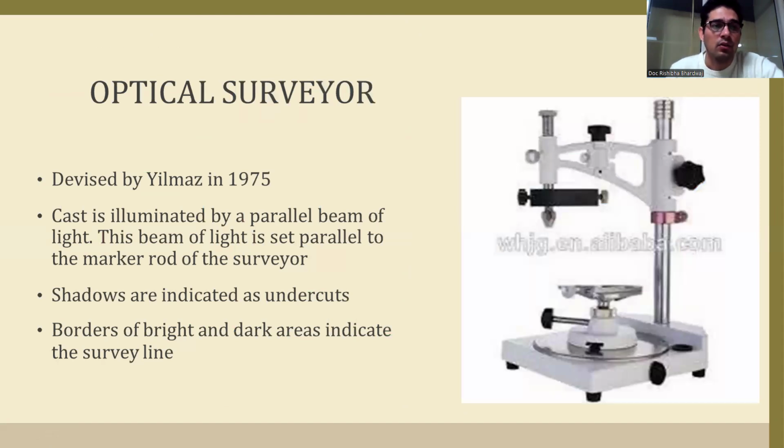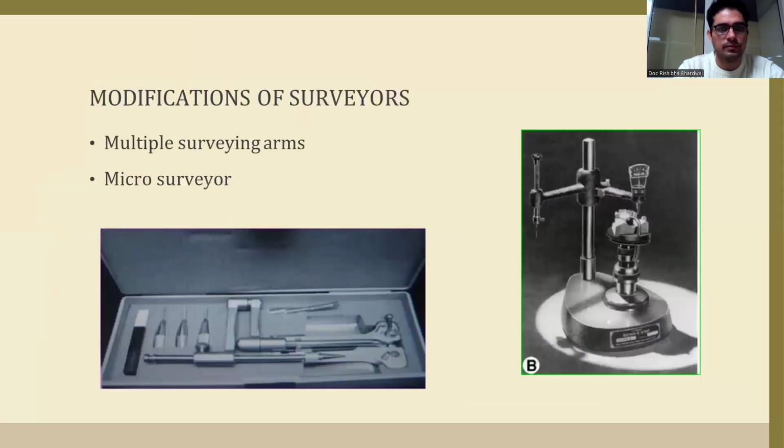Later, they came with the optical surveyors devised by Yilmaz in 1975. The cast is illuminated by a parallel beam of light. This beam of light is set parallel to the marker rod of the surveyor. The shadows indicate the undercuts, and the borders of the bright and dark areas indicate the survey lines. Later, modifications of the surveyors, multiple surveying arm and micro surveyors, were introduced.